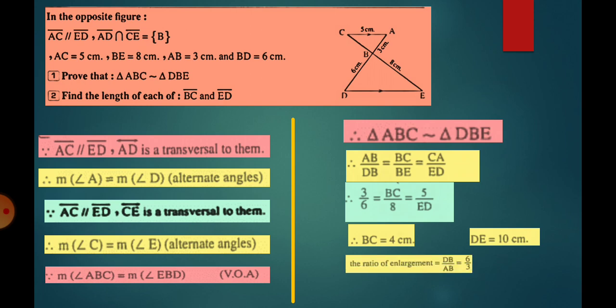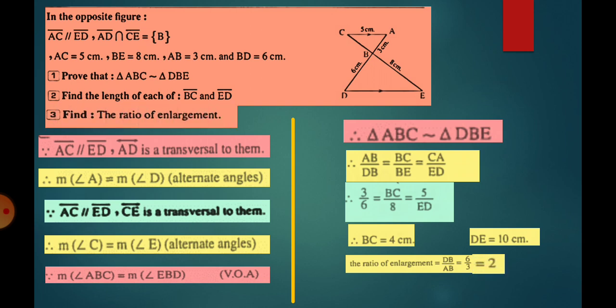Number 3, the ratio of enlargement equals 6 divided by 3 equals 2. Here he wants the ratio of enlargement. For enlargement we start with the bigger number, here 6, so 6 divided by 3. If you want to find the ratio of minimization, we start with the smaller length. Enlargement, we start with the greater length. Minimization, we start with the smaller length.